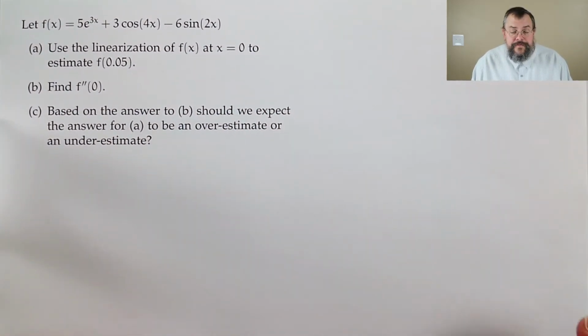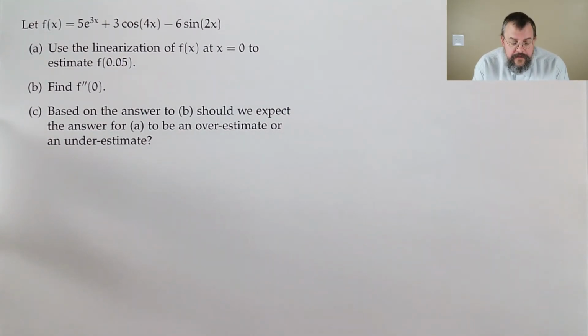Next problem. So, let f of x equal 5e to the 3x plus 3 times cosine of 4x minus 6 times sine of 2x. All right, sure, why not? So, part A. Use the linearization of f of x at x equals 0 to estimate f of 0.05. Okay, well, let's just start with part A.